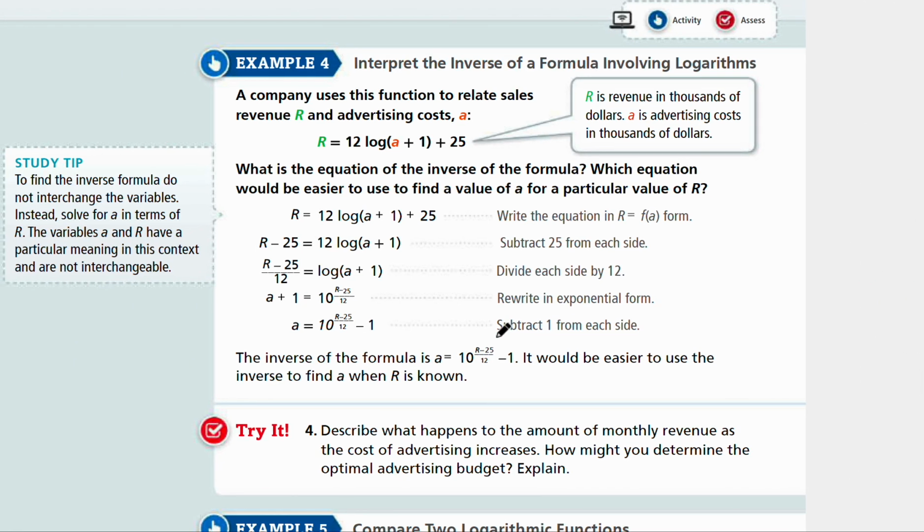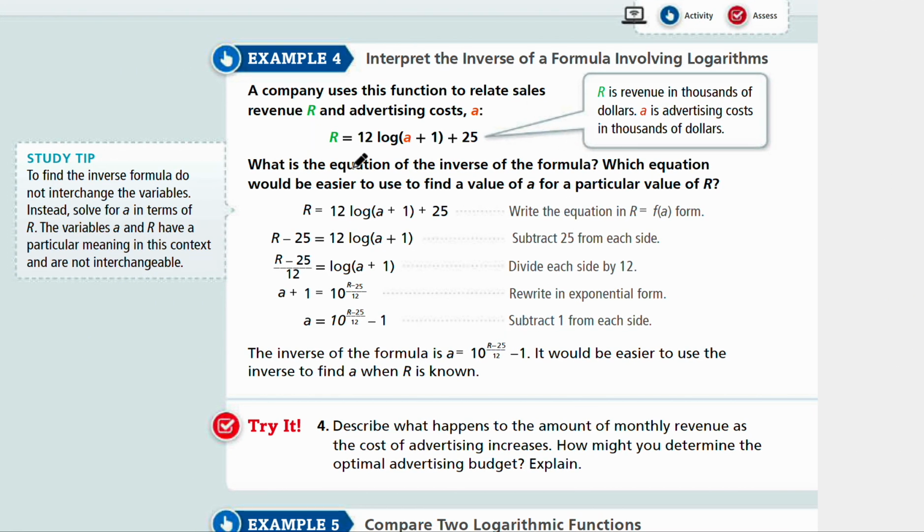You can look at the situation and see if that's appropriate, right? So you always have to think about it. Yeah. So it will be easier to use the inverse to find A when R is unknown. So let's look at try number 4. Describe what happens to the amount of monthly revenue as the cost of advertising increases. How might you determine the optimal advertising budget? Explain. So this one, actually, we could answer right away.